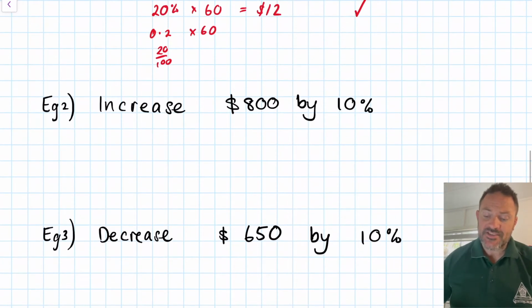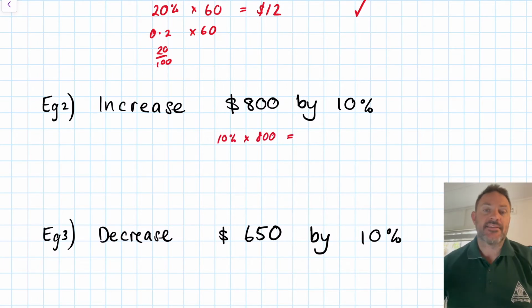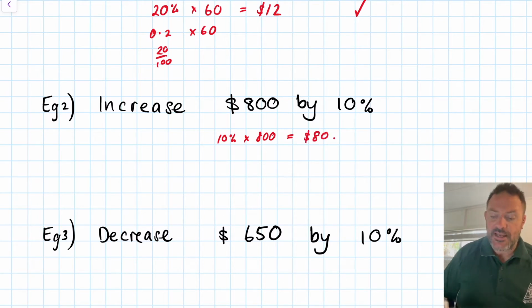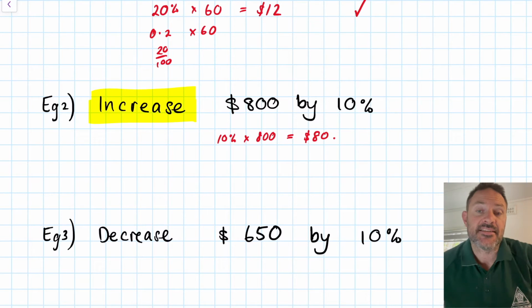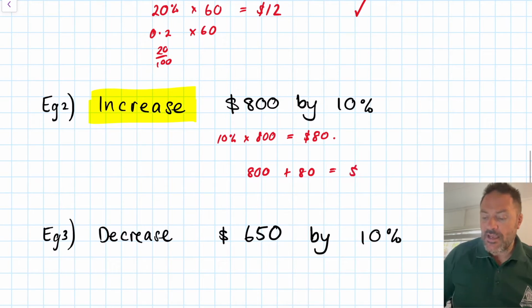The next one says to increase $800 by 10%. Again, we can say 10% times 800 on our calculator, or we can just say 800 divided by 10 because it's a nice number. That would give us $80 in either instance. Now, this question asks us to do one more thing. It wants us not just to find the 10%, but to increase by 10%. Increase, of course, means add. So we take our $800, add on that extra $80, and we get a nice answer of $880.